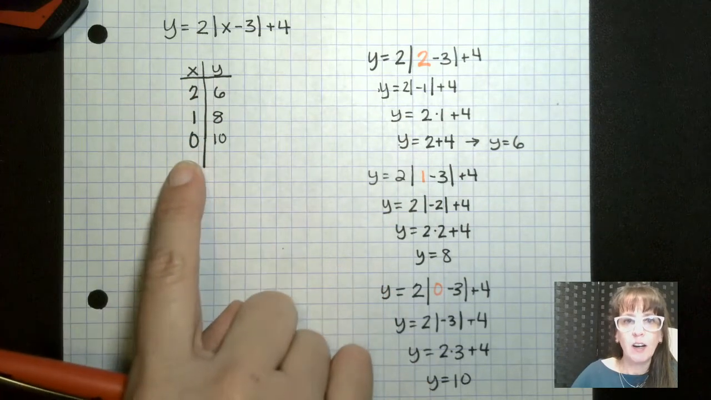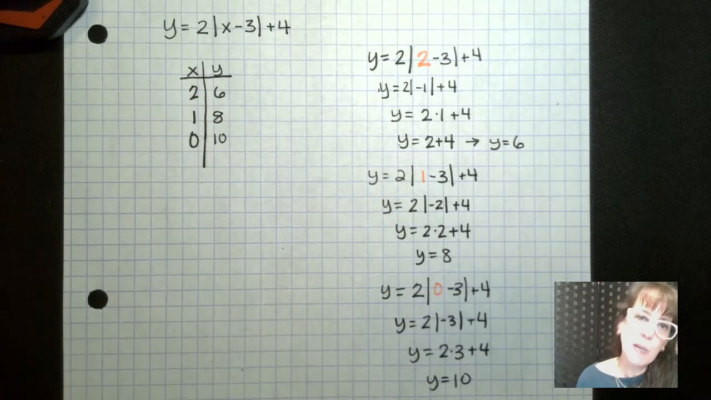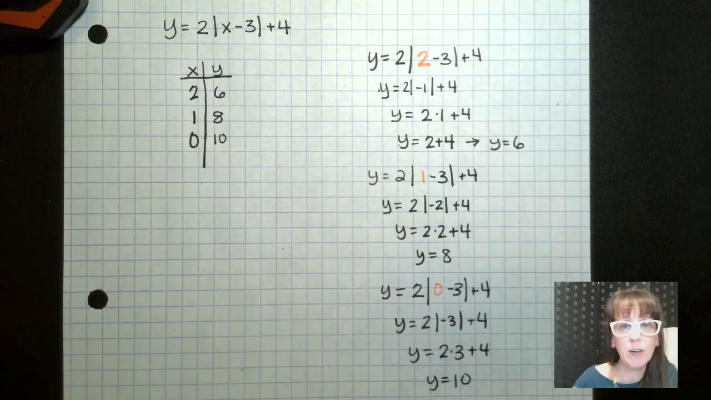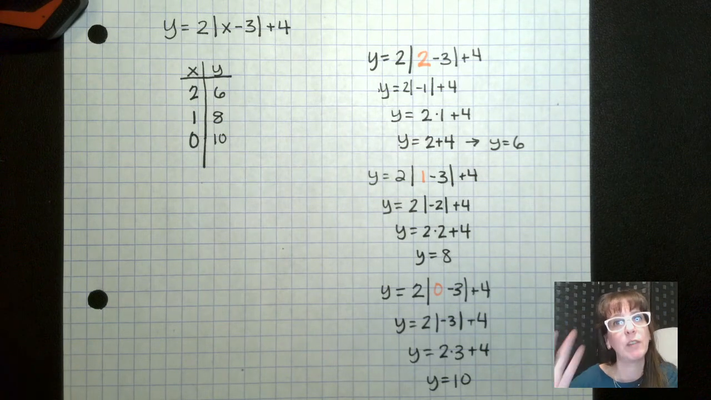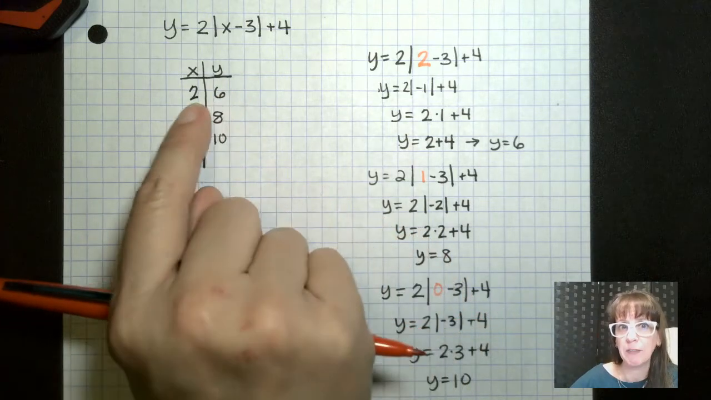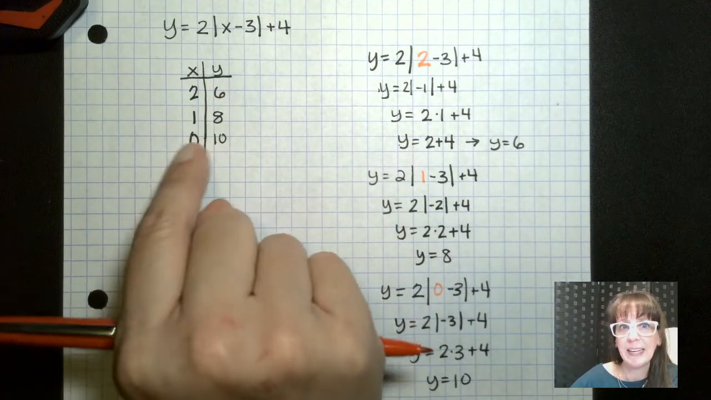I started with my XY chart, but you can't just pick any old X. You've got to pick X's that make sense, because remember, the parent graph of this is a V, and you want to be able to pick the vertex of your V, and then whatever happens on one side is going to happen on the other. So taking a look at this graph: 2, 6; 1, 8; 0, 10.